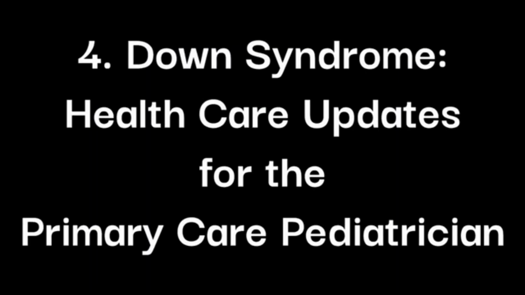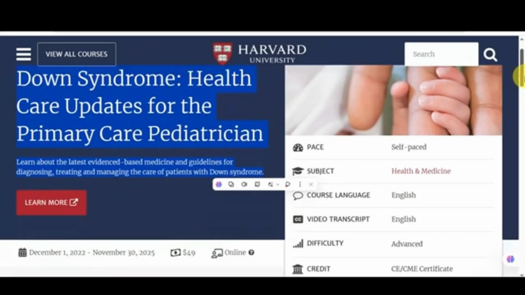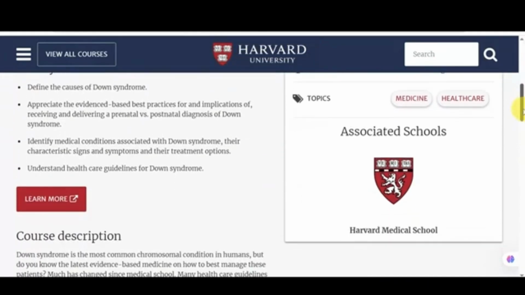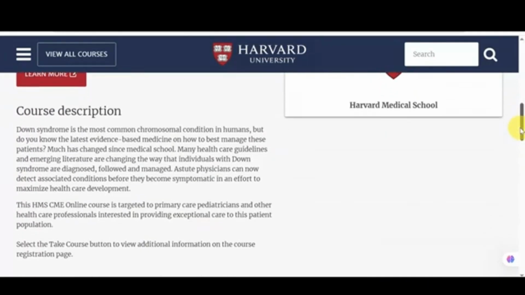4. Down syndrome, healthcare updates for the primary care pediatrician. Learn about the latest evidence-based medicine and guidelines for diagnosing, treating, and managing the care of patients with Down syndrome.